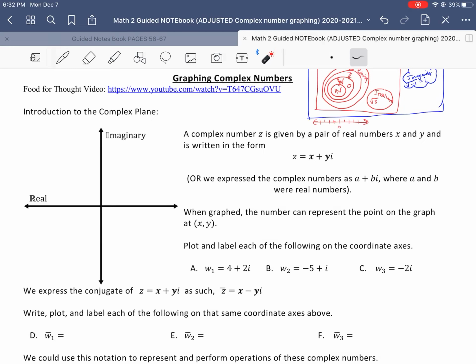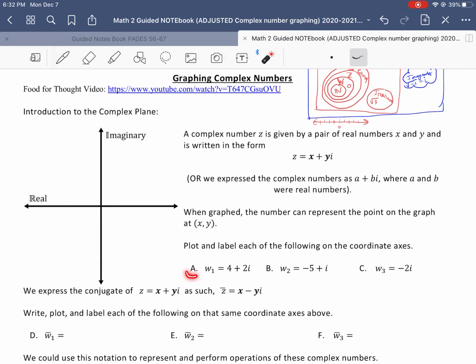So let's just talk about how to graph one of these. A complex number, defined here as z, is given by a pair of real numbers, x and y, and is written in the form z is equal to x plus yi. Notice there's our real number piece. There's our imaginary number piece. Now we always put them in this order. This is called standard form. And the x and the y actually represent a point on the graph. The x moves us in the real number direction because it is the real number piece, and the y moves us in the imaginary number direction, up or down.